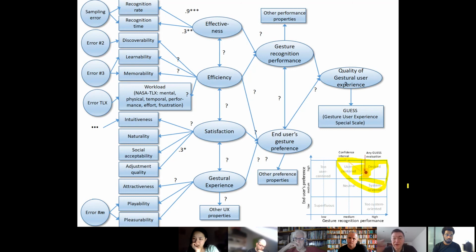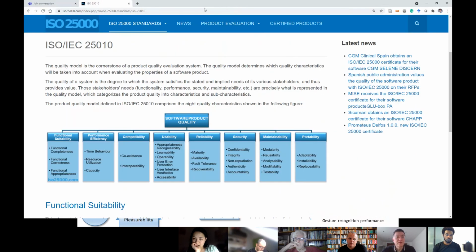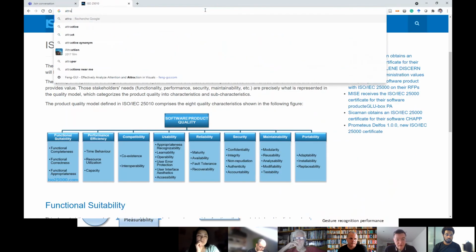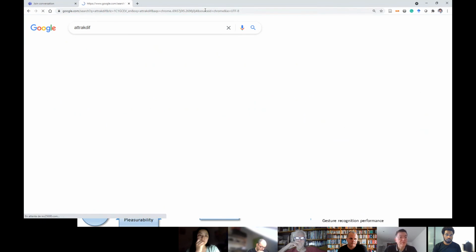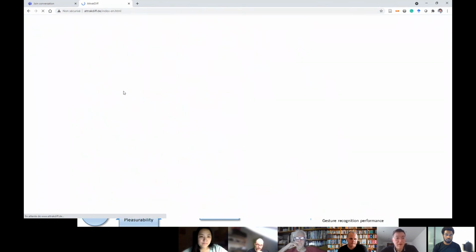So that was the AttrakDiff system from Marc Hassenzahl. Maybe we can have a look. If you type AttrakDiff, they now have an online system.